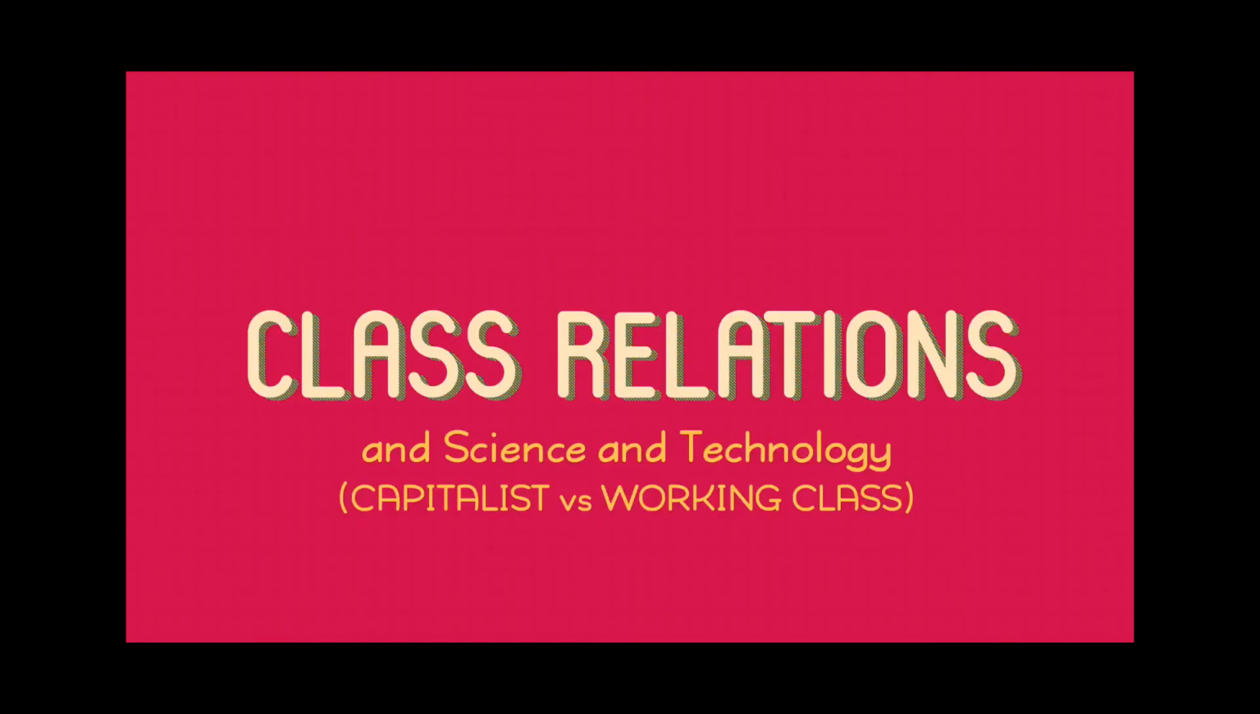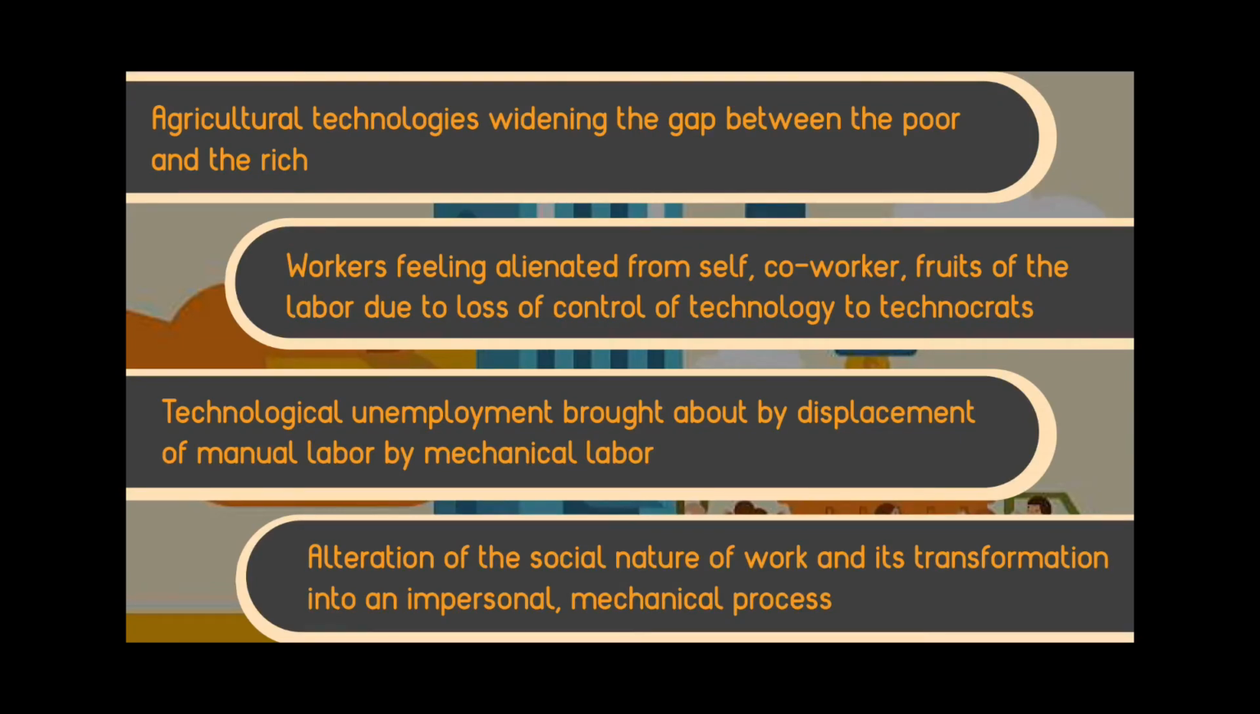So first, how does science and technology influence class relations and vice versa? Of course, when we talk about class relations, we talk about conflict theory as theorized by Karl Marx, and we think about the divisions of society as the capitalist and ruling class and the working class. Examples of how science and technology can further augment the already unequal social structures in our society are as follows. First, agricultural technologies widen the gap between the poor and the rich.